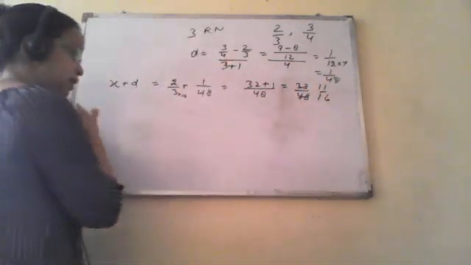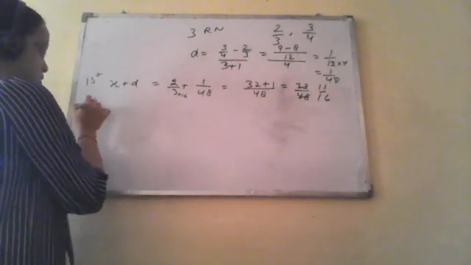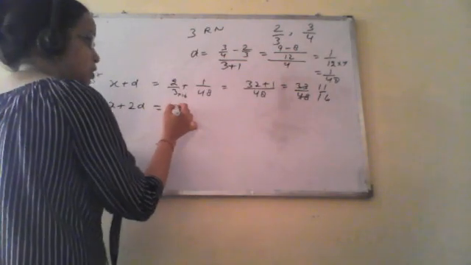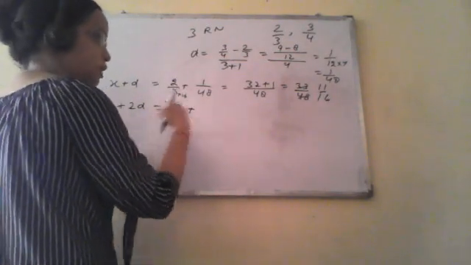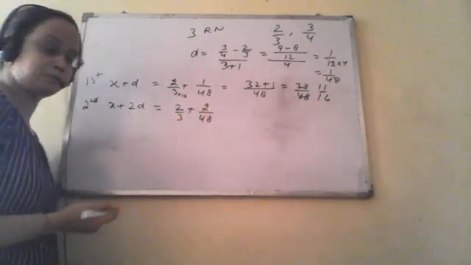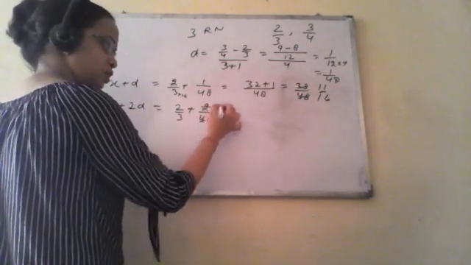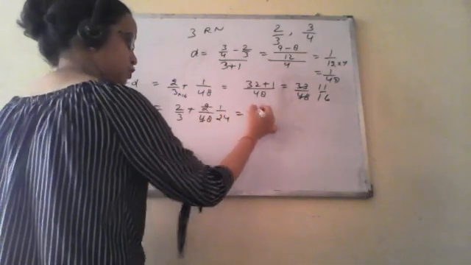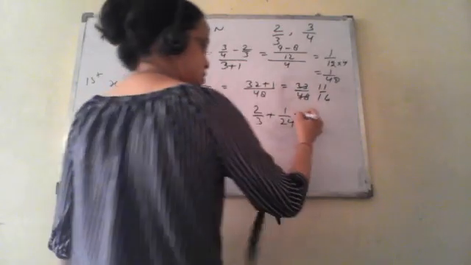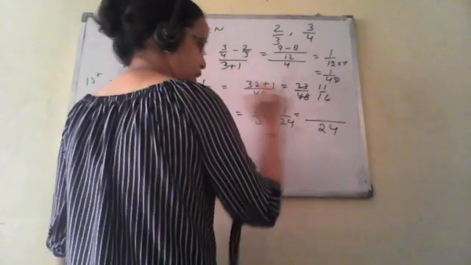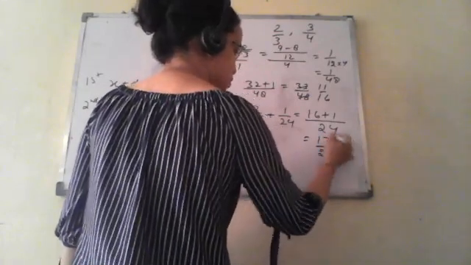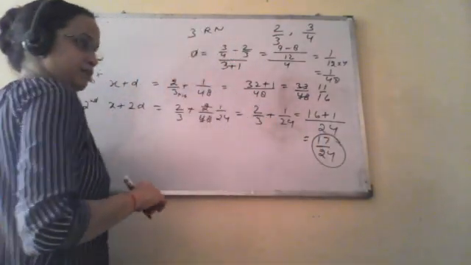Okay. Now the second rational number. This was the first rational number. The second rational number will be x plus 2d, that is 2 upon 3 plus 2d, which will be 2 upon 48 simply. So this fraction can be reduced. This is equivalent to 1 upon 24. So this is equal to 2 upon 3 plus 1 upon 24. So this is equal to 16 plus 1 upon 24. This is 17 upon 24. So the second rational number will be 17 upon 24.